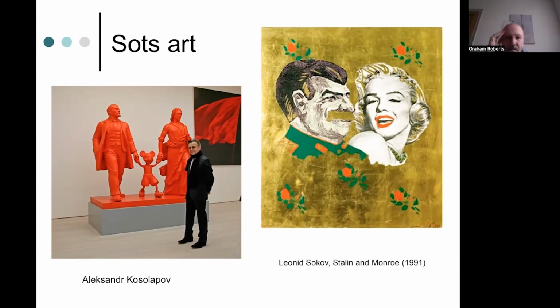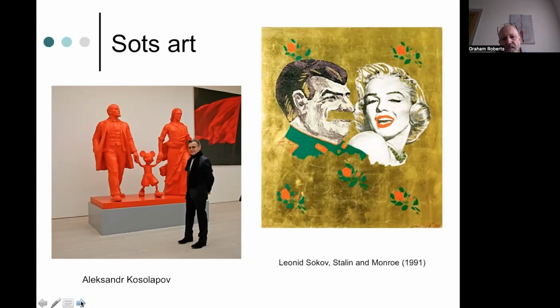So, using the visual codes of Soviet socialist realism to parody the whole idea of socialist realism. On the left, we have Alexander Kosolapov, who has Lenin and Christ striding side by side in, of course, red, holding the baby Mickey Mouse by the hand. And on the right, we have Leonid Sokov's Stalin and Monroe from 1991, which was the iconic image used to publicize an exhibition of post-Soviet Sotsart, from socialism, socialism in Russian, which showed at a lovely museum in Paris, La Maison Rouge, which sadly has now closed. But that image on the right was the iconic image for that whole exhibition. So again, there's something odd, something out of kilter, something awry, something askew, something not quite right about these images, which does link them to the Sontagian notion of camp.